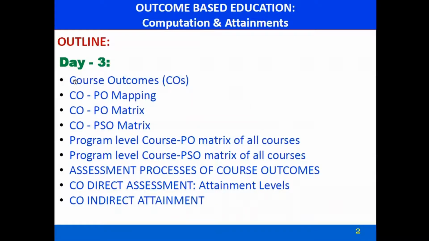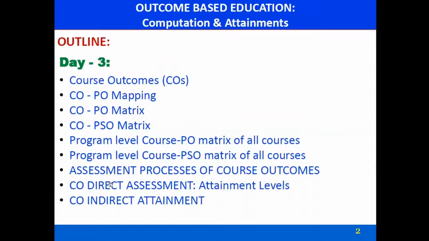First, we will recall course outcomes, then course outcome mapping with program outcomes, then the course outcome, program outcomes matrix, then the course outcomes, program specific outcomes matrix, then the program level course program outcomes matrix for all the courses, then the program level course program specific outcomes matrix for all the courses, then the assessment process of course outcomes.